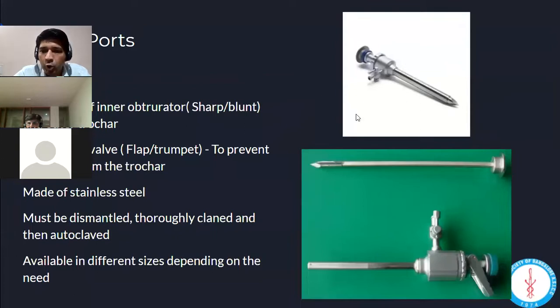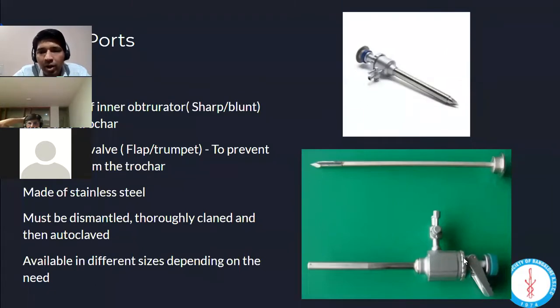Then we have the ports. I'm sure all of you are familiar. It's available all the way from 3 mm to 12 mm ports or even larger. Again, this has an inner obturator which you can get with either a sharp or a blunt obturator, and the outer sheath with an insufflating channel which will allow the carbon dioxide to either go in or to come out.